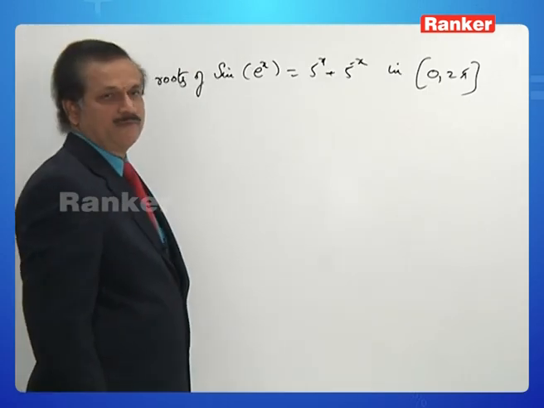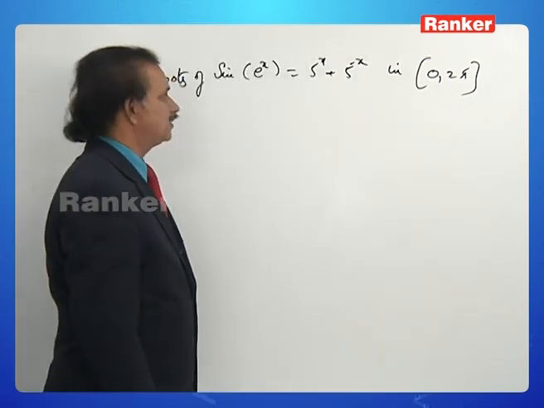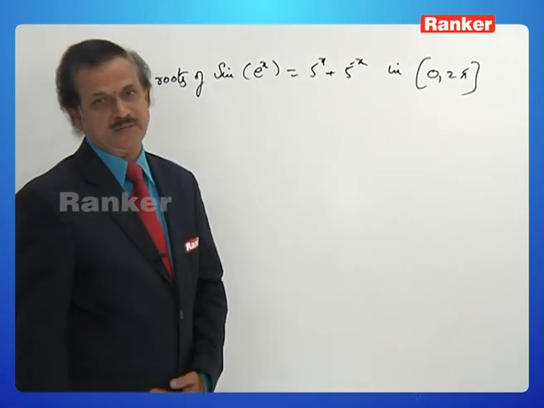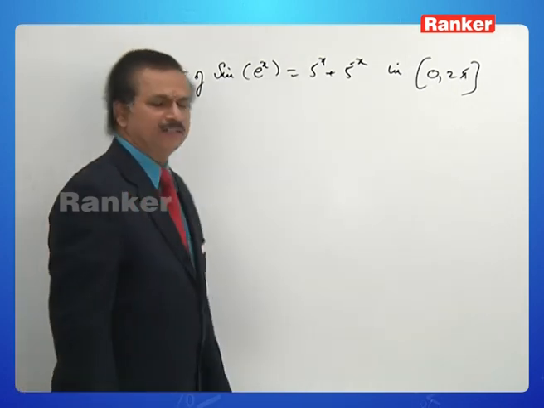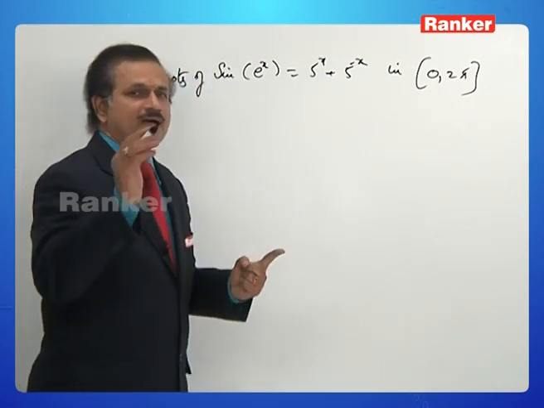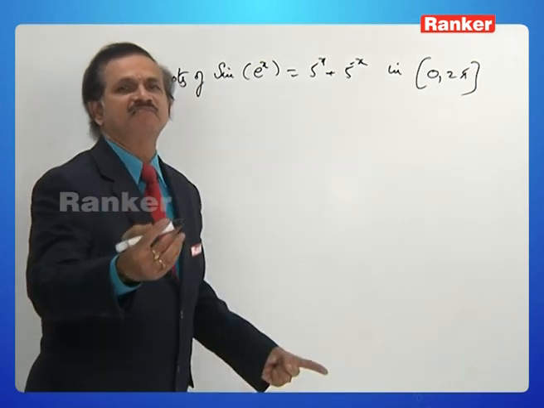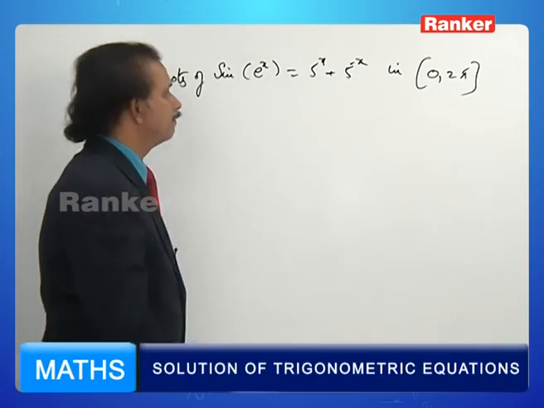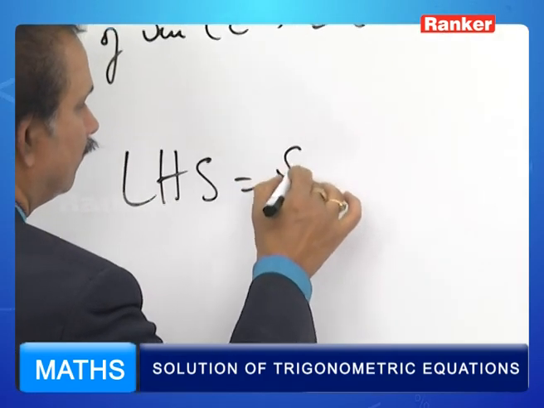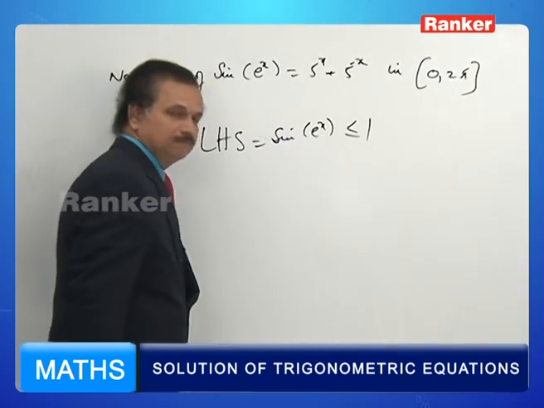The next question before you is, observe the question. Sine of e power x is equal to 5 power x plus 5 power minus x in the closed interval 0 to 2 pi. My dear friend, if you can remember one particular thing, without using pen and paper, you will be able to have the direct answer. Why? Because LHS, sine of e power x, is always less than or equal to 1.